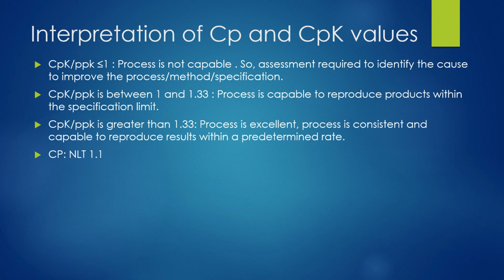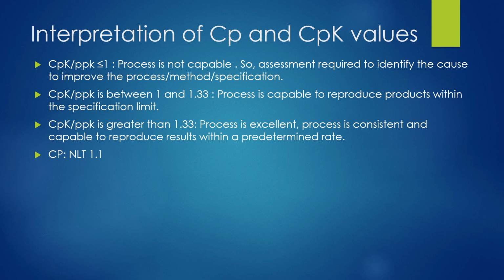If my Cpk or Ppk is greater than 1.33, if my limit is above 1.33, we can say my process is excellent, consistent, and capable of reproducing results within the predetermined range. So this is how we can interpret the results that we got after applying the formulas, and we can know how our process is.